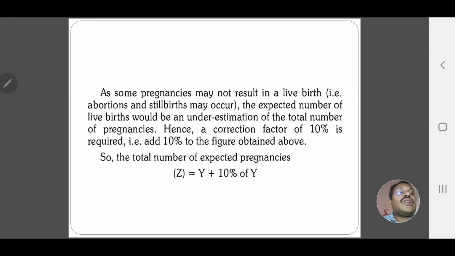After calculating Y, what she has to do is give a correction factor, because the expected number of live births would usually be an underestimation. That is why we are giving a correction factor of 10%. So we use the number we got from Y to calculate the expected pregnancies, which is called Z. So Z is equal to Y plus 10% of Y. This is the formula we use to calculate the expected number of pregnancies by the ANM.